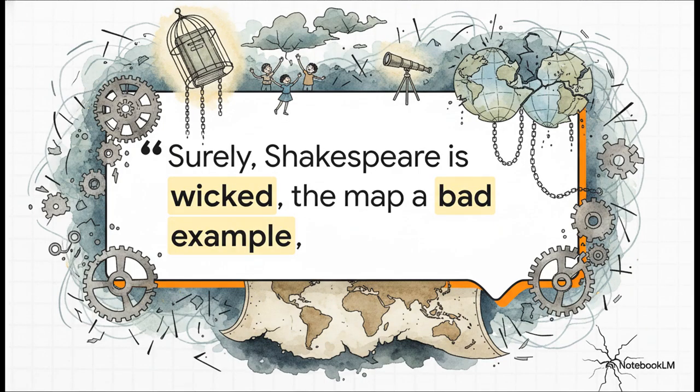So why is Shakespeare wicked? Why is the map a bad example? Because they are dangling this beautiful, unattainable world right in front of these children's faces, a world they have zero chance of ever reaching. It's a kind of psychological torture.